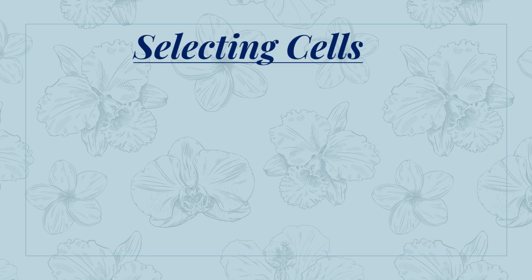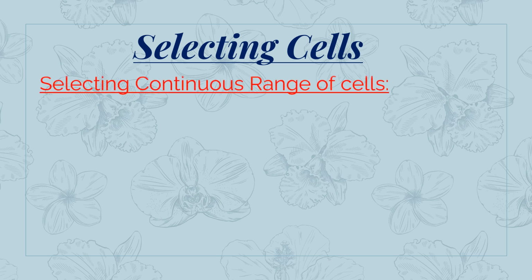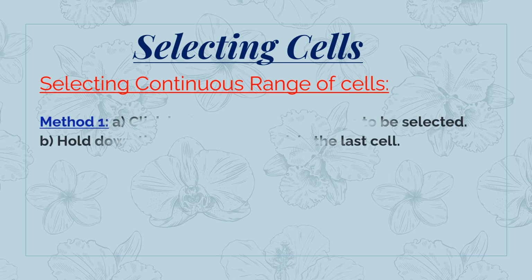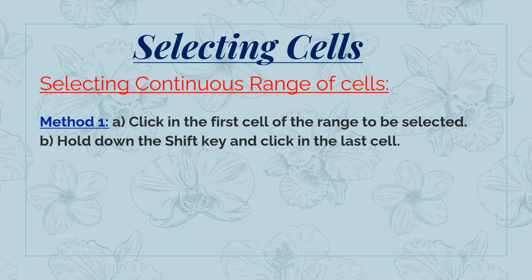Now, let us study how you can select the cells. We can select the cells in continuous form also, means selecting the continuous range of cells. So here the first method is, whenever you want to select continuous range of cells, first of all you will click on the first cell of the range to be selected. After that, hold down the shift key and click in the last cell. This is your method 1.